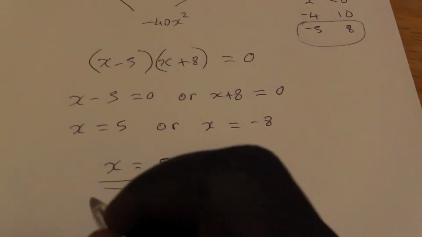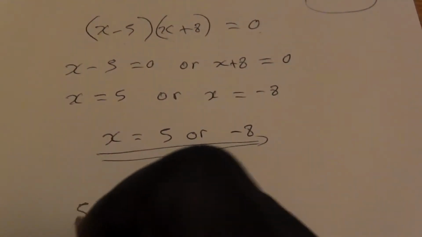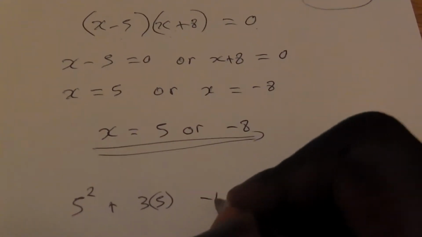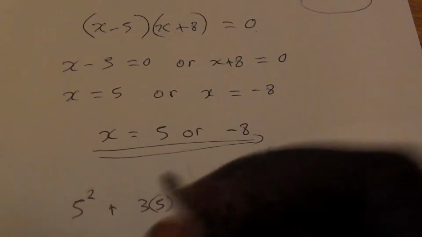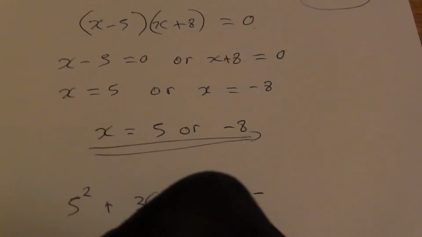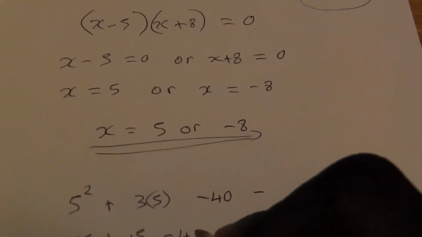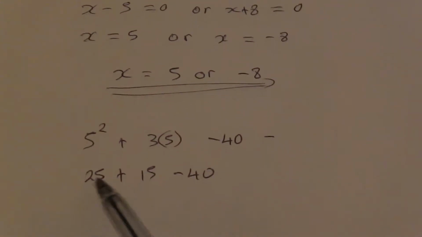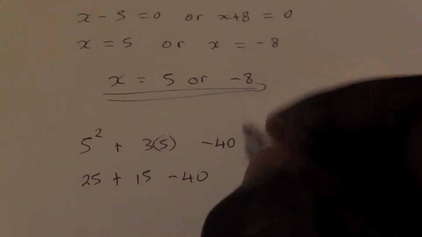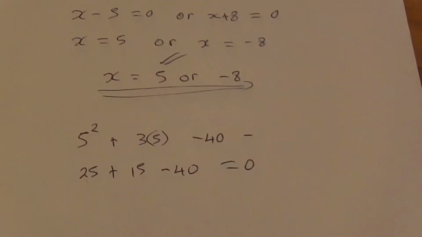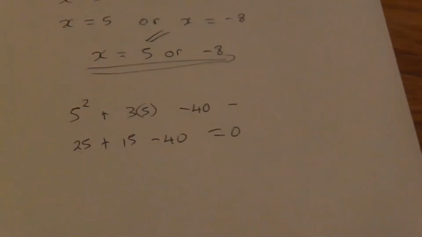So putting 5 back into that equation, we will get 5 squared plus 3 times 5 minus 40. 5 squared here is 25, plus 3 times 5 is 15, minus 40. So if you say 25 plus 15 minus 40, we get 0 here. So it means our 5 here is correct. Okay, and then the next one, let's test for negative 8.